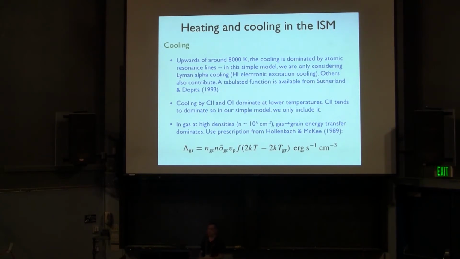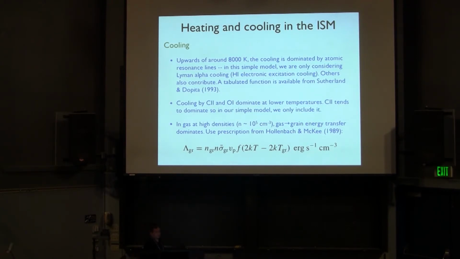So what I've done in this very simple model is I've only included the carbon plus cooling. If you want to put the oxygen cooling in, again, you can. But for the moment, only carbon plus is in there, and that will give you approximately the correct answer within a factor of 2, or probably even better. So for just now, that's probably fine. Given the uncertainties and everything else, that's probably okay.